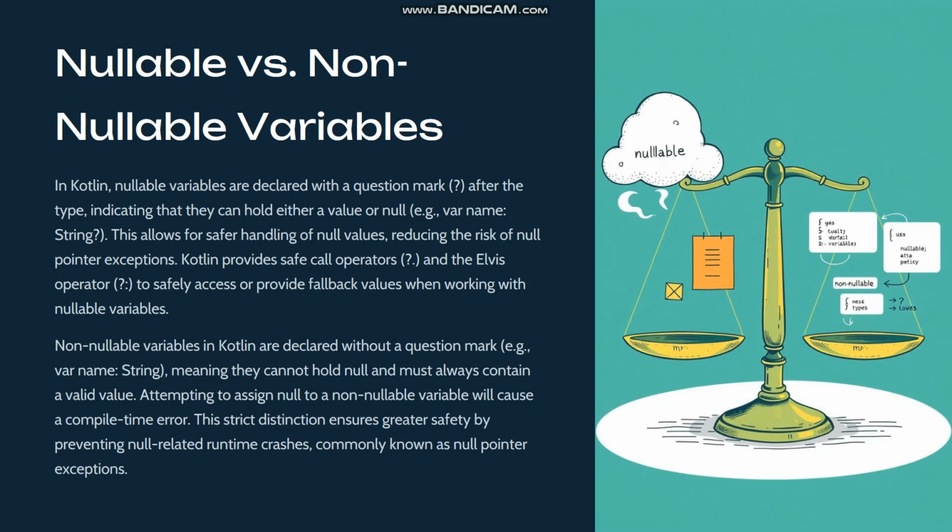Non-nullable variables in Kotlin are declared without a question mark. Example: var name: String, meaning that they cannot hold a null value and must always contain a valid value. Attempting to assign null to a non-nullable variable will cause a compile time error. The strict distinction ensures greater safety by preventing null-related runtime crashes, commonly known as null pointer exceptions.